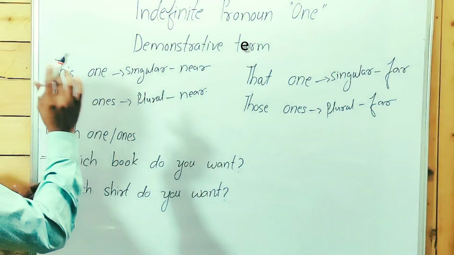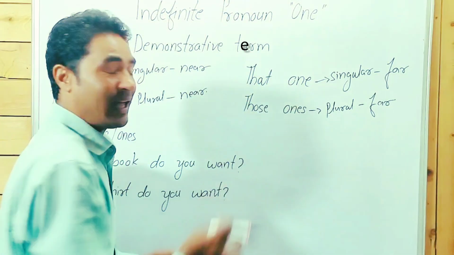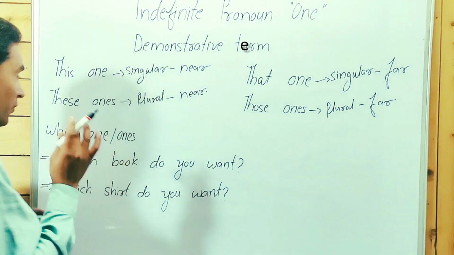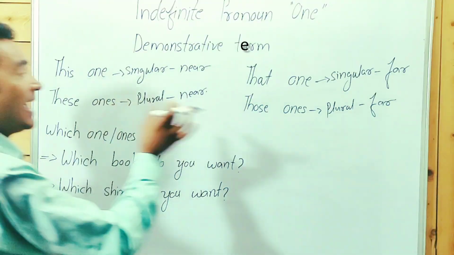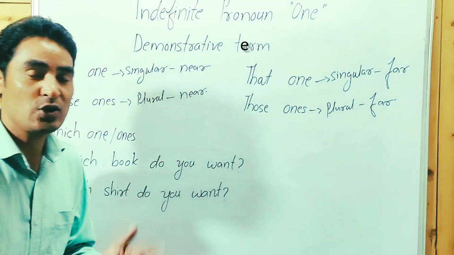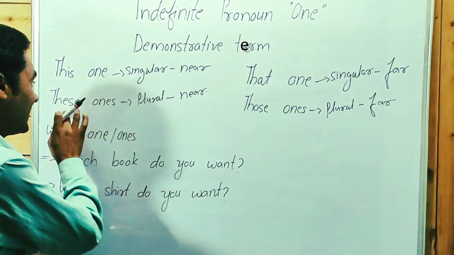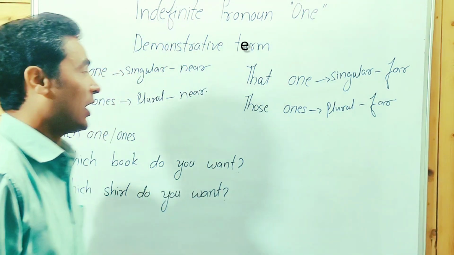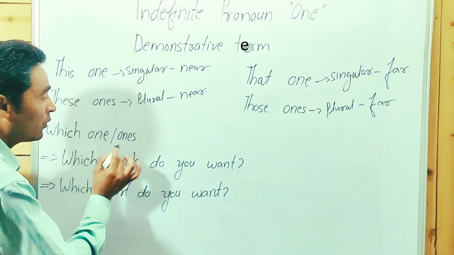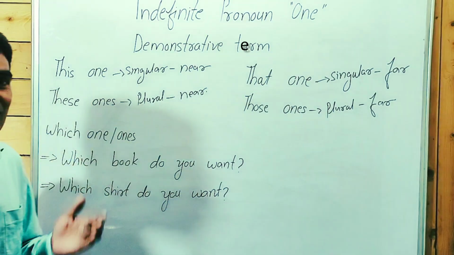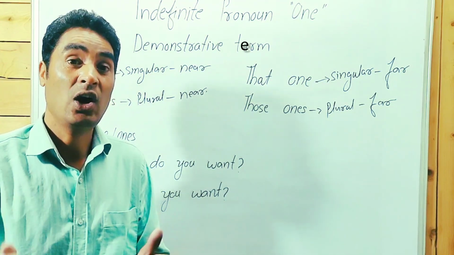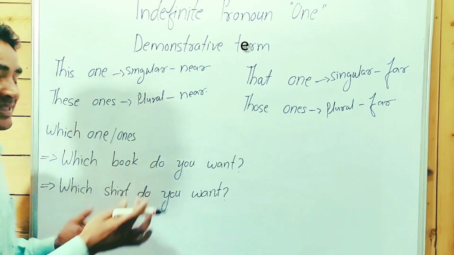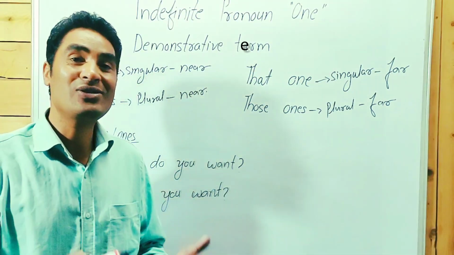Both this and that are singular: this for near object, that for far object. These and those both are used for plural, but these is used for near objects and those is used for far objects. When we talk about which one and which ones, which one is used for singular. In case of choice and selection, we use which one for singular; which ones, as you know, ones is used for plural.